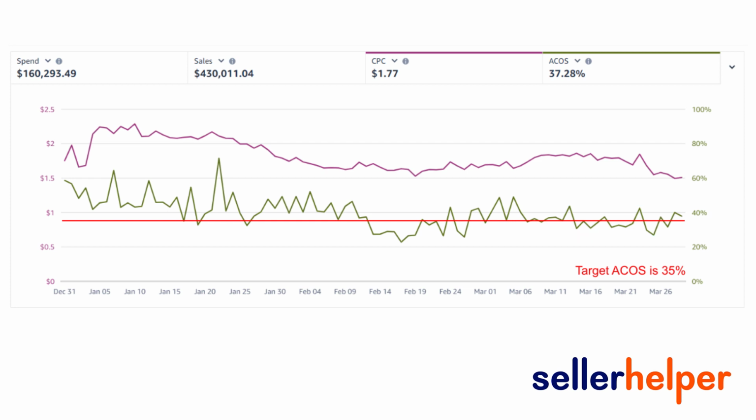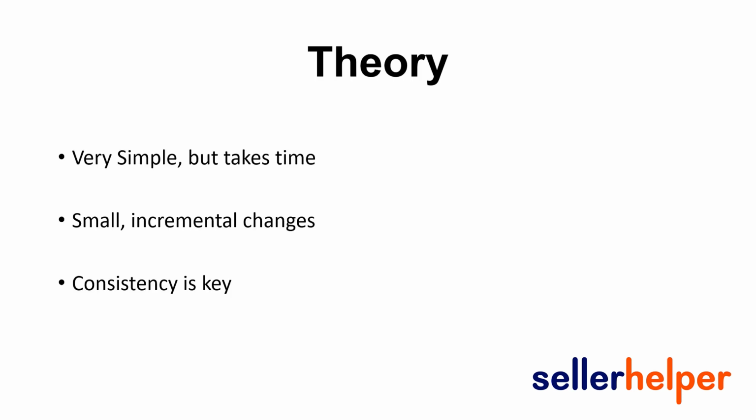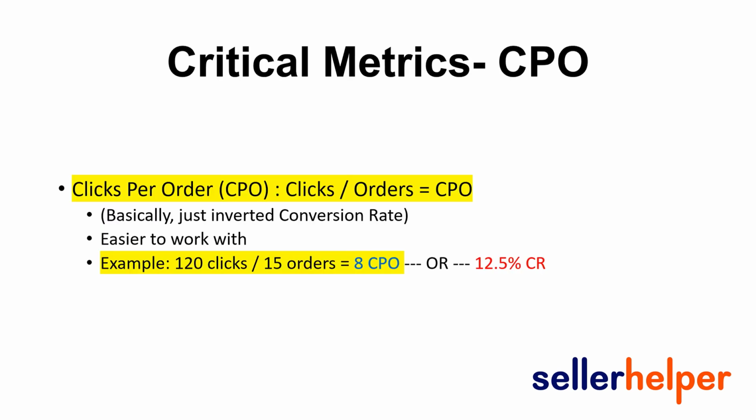You're never going to get a flat line ACoS. There's always going to be some variation. And if you notice the cost per click, over time it gradually declines, and there are very few major peaks and valleys for the cost per click, which is what you would expect to see with this strategy because you're not making big changes, you're making very small changes very consistently that set you on a trajectory towards the target ACoS. So now let's talk about critical metrics.